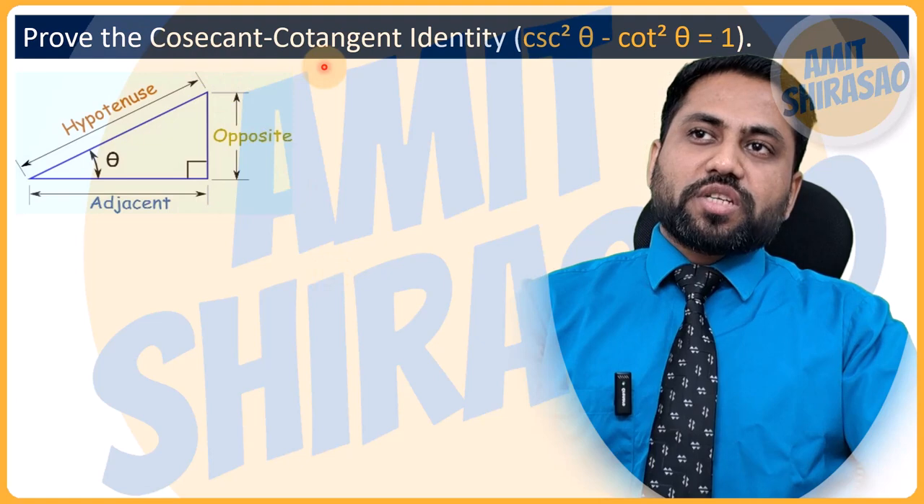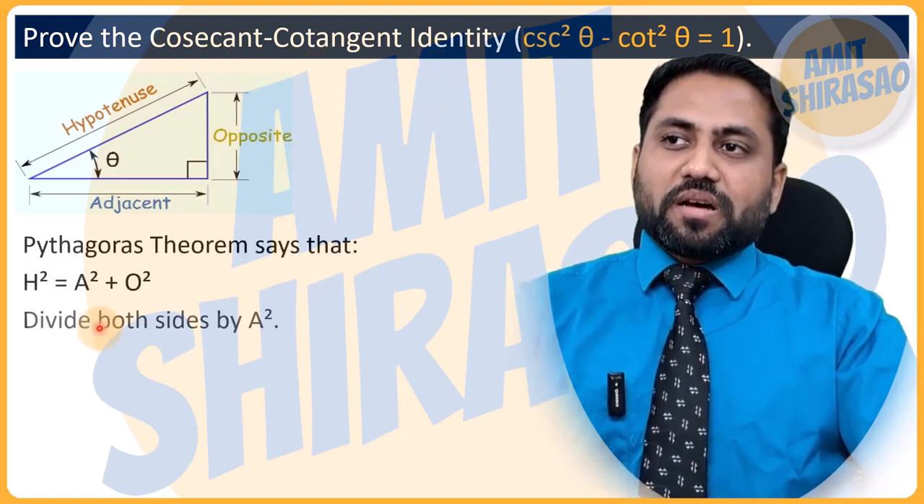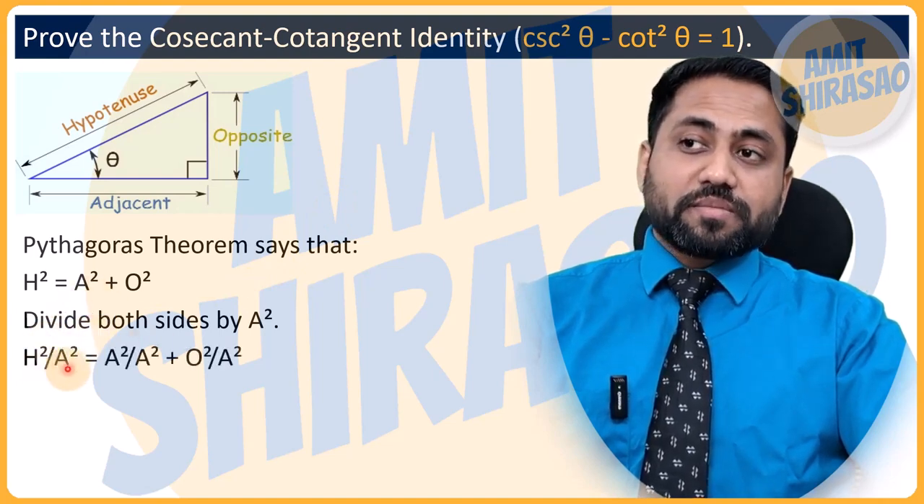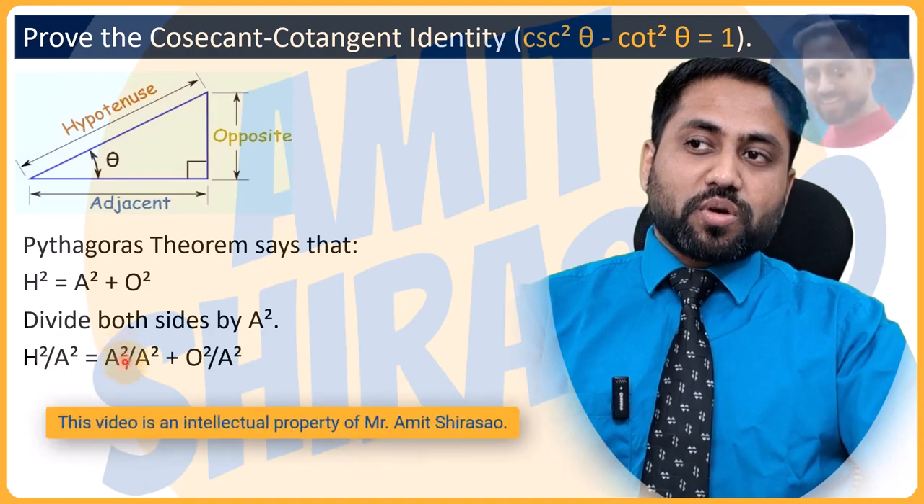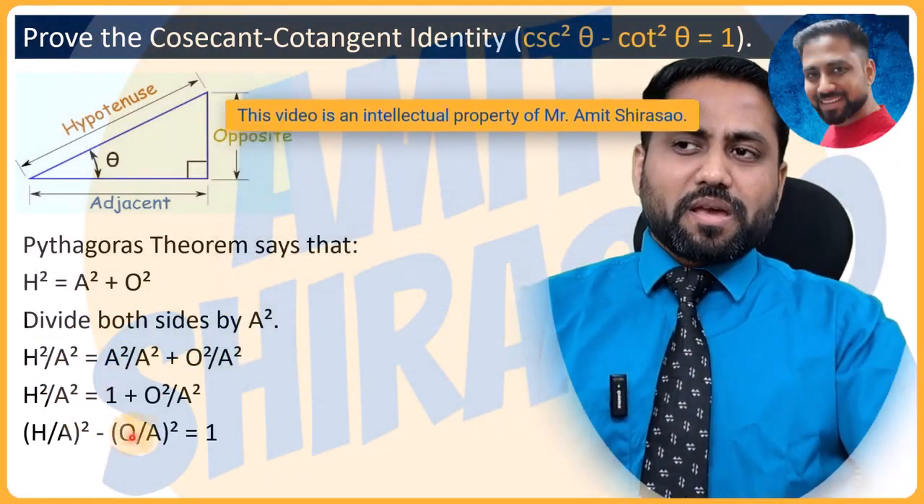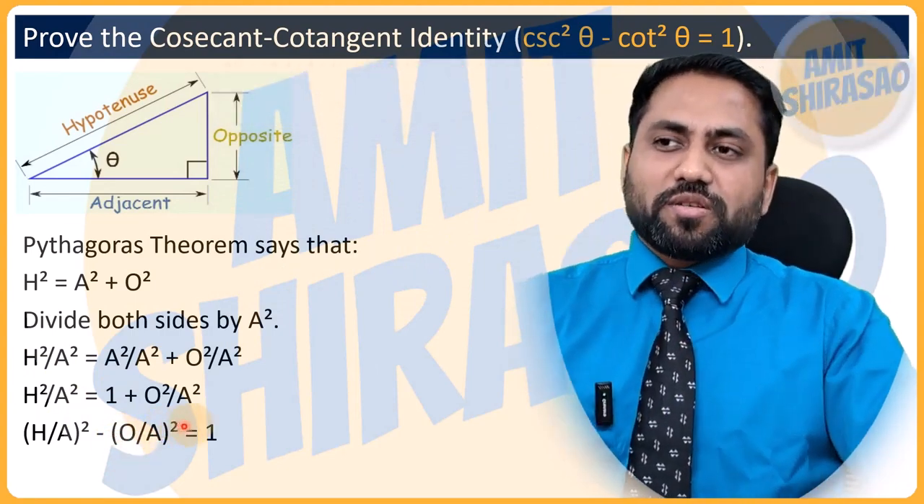Secant cotangent identity. How will you prove it? Again, starting from the Pythagoras theorem. Then you will say divide both of them by a square. So what will you get? You'll get something like this. Now this equates to 1, and as you can imagine, I'll flip this to the other side, and then I'll take the square common across the numerator and denominator.